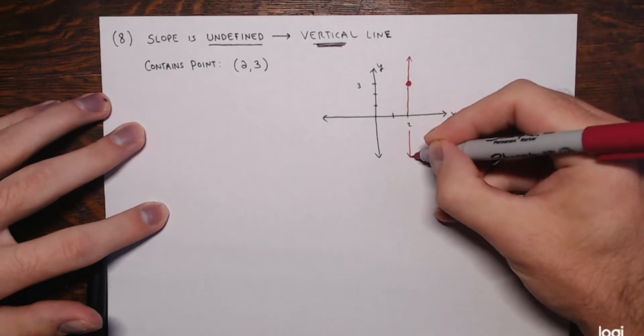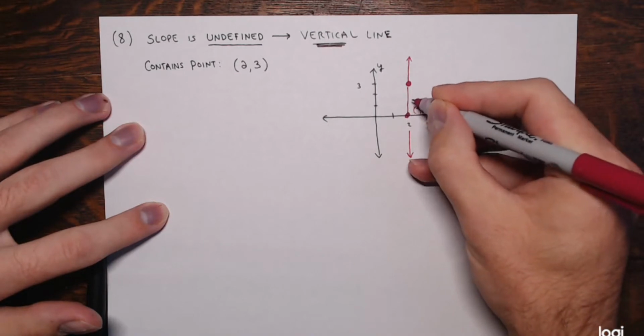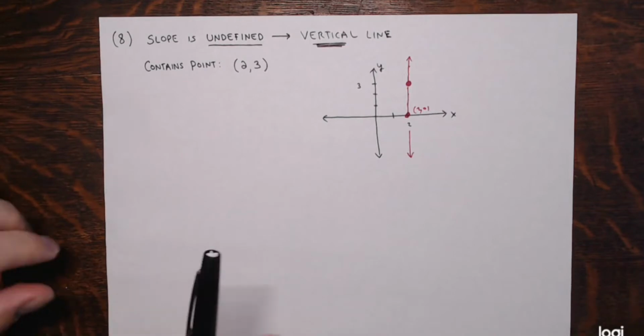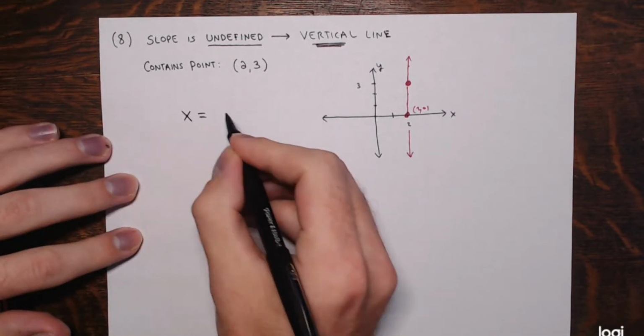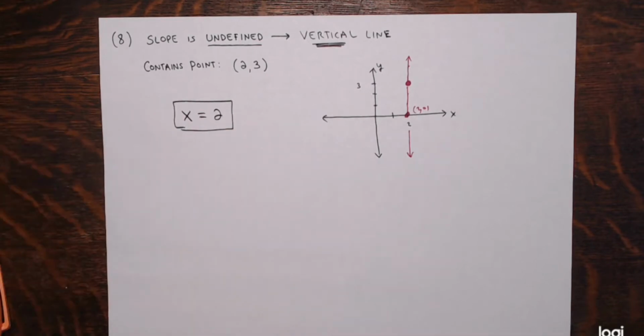So not only is (2, 3) on this, but so is (2, 0), and (2, 1), and (2, 2), and (2, 5). And the x coordinate is always equal to 2. And there we go. That's the equation of our line, and that's all I'm going to write. There's no slope-intercept or anything like that for that. There's no y in it, right? It's just x equals 2.